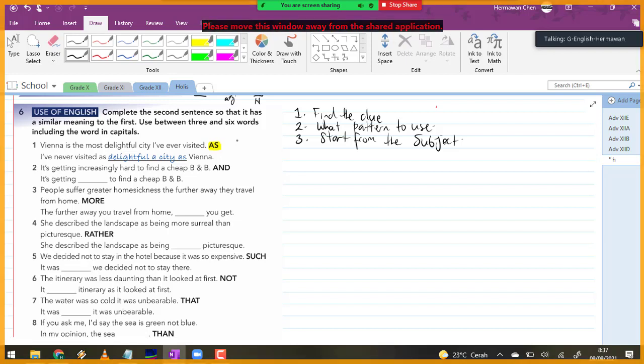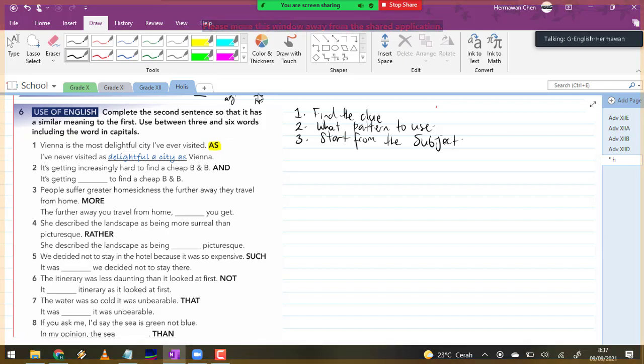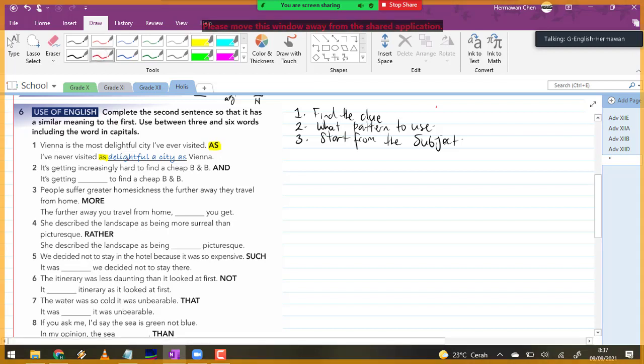I've never visited as. Okay, you have to use as here. It means you have to use as, adjective, noun, as. That's why this is the answer. As. Delightful is the adjective. City is the noun. And then as.